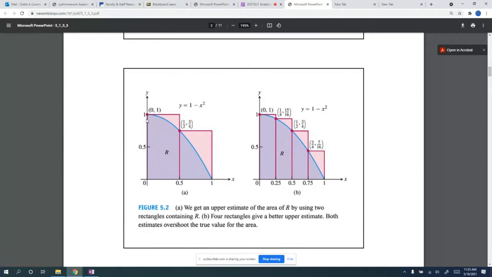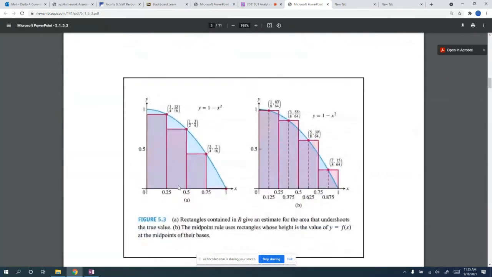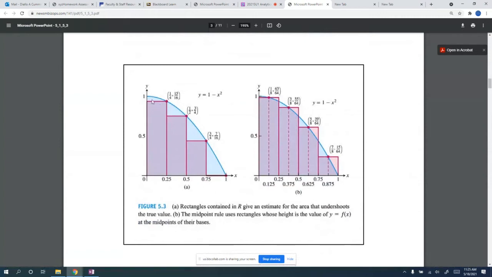The reason why this would represent a left endpoint is because as we look at our rectangle, the left-hand side of our rectangle serves as the height. So this would be considered a left endpoint.